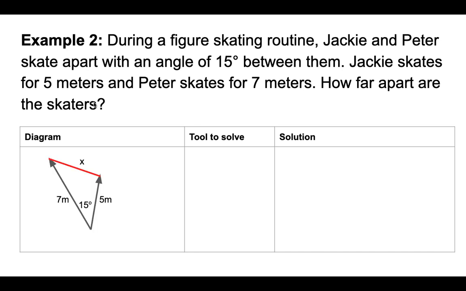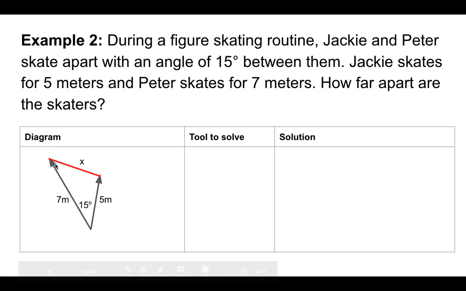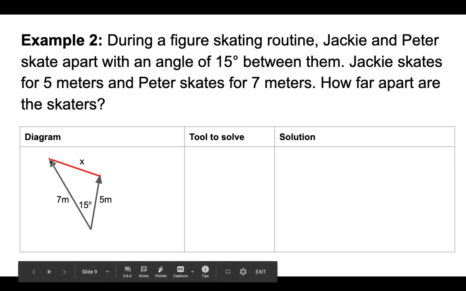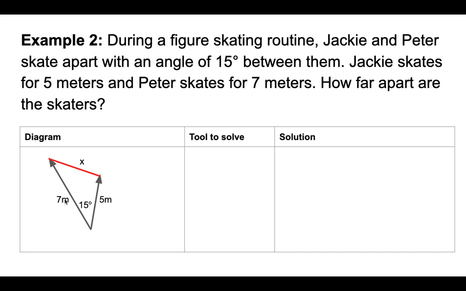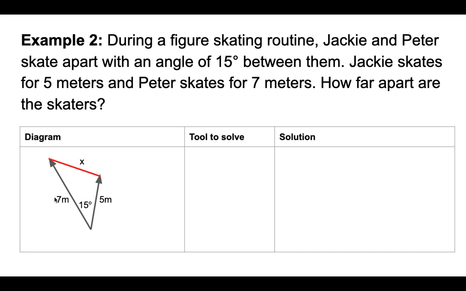So this diagram, I kind of made it simpler than the other. I didn't put any pictures or letters or anything in it. But I started drawing the one. So Peter skates for 7 meters, so I made it long and labeled it 7 meters. And then Jackie, I know, is going 5 meters, which is shorter than 7, so I have my arrow shorter. And 15 degrees, I just kind of estimated what that might look like. So I have those knowns labeled, and then I have my unknown because we are looking for the distance between where they ended up.